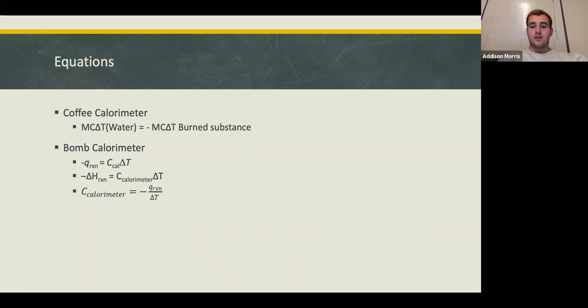And then finally, you can determine the heat capacity of the calorimeter if you already have a substance where you know how much heat is given off for a combustion. You take the amount of heat for how many grams or moles are combusted, divided by the delta T, the change in temperature, and you can find the heat capacity of the calorimeter.